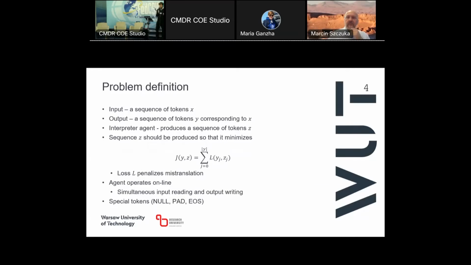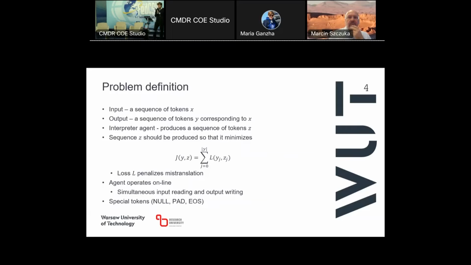So the problem that we wish to solve is as follows. First we have the input, which is some sequence of tokens, for example, a sentence in one language. The output is the sequence of tokens that corresponds to this input sequence, for example, the sentence in another language. And we have the interpreter agent that produces another sequence of tokens that should be as similar to the second sequence as possible.